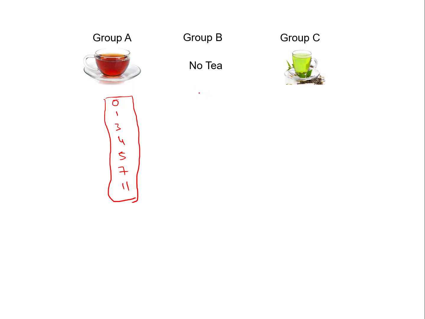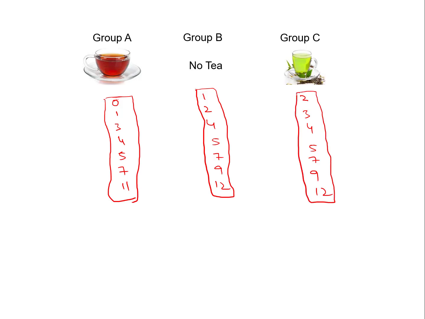Let's suppose in group B: 1 kg loss, 2 kg loss, 4, 5, 7, 9 and 12. This is the data which we have collected so far from those not consuming the tea. And for the third group: 2, let's suppose 3, 4, 5, 7, 9 and 12.